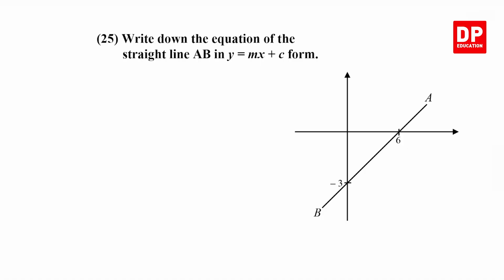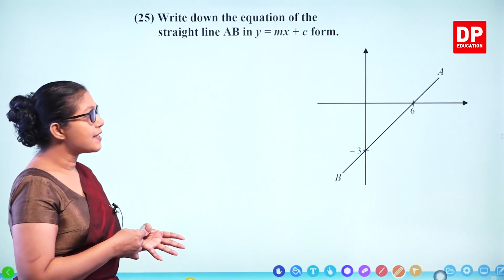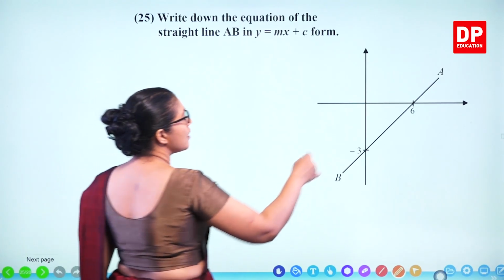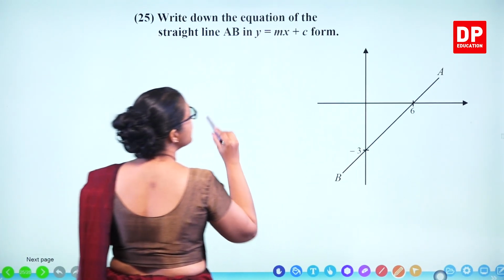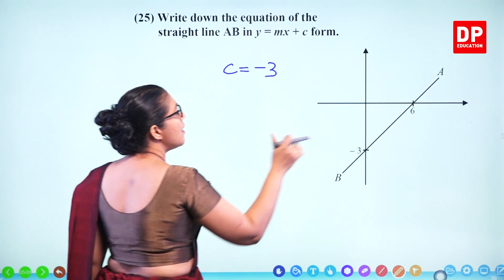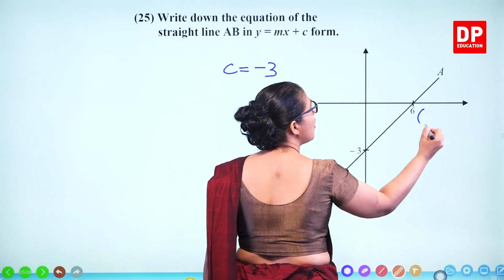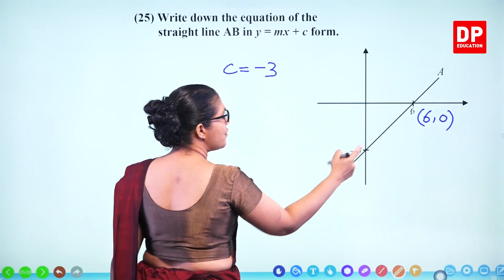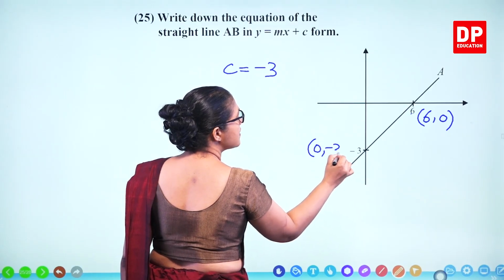Question number 25. Write down the equation of the straight line AB in y equals mx plus c form. So you need to find out m is the gradient, c is the y-intercept. We can see the y-intercept is minus 3, so c equals minus 3. How do you find the gradient? What's the coordinate of this point? This is the 6, 0 point. What about this one? 0, minus 3.